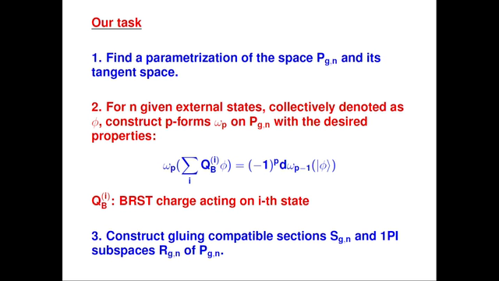And finally, this part is somewhat independent of the second part, and that is to construct doing compatible sections and also 1 pi subspaces RGN of PGN. Eventually the idea is that we will have to put 2 and 3 together to construct the 1 pi effective action or 1 pi amplitudes.